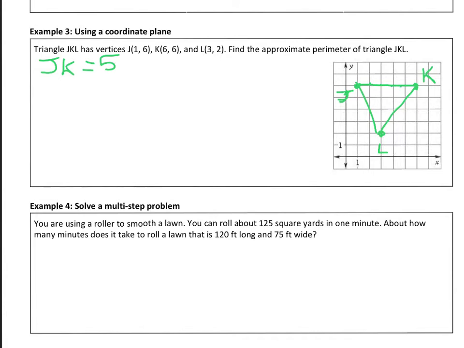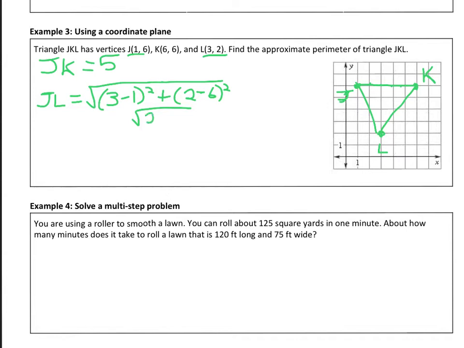So if I'm going to find JL, if we remember that distance formula, x2 minus x1, y2 minus y1, and I'm using J and L right now. So if I'm doing x2 minus x1, that will be 3 minus 1 squared plus y2 minus y1, 2 minus 6 squared. Okay? So that would become the square root of 2 squared plus negative 4 squared.